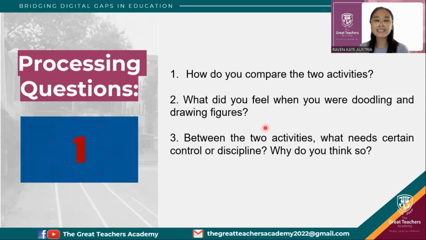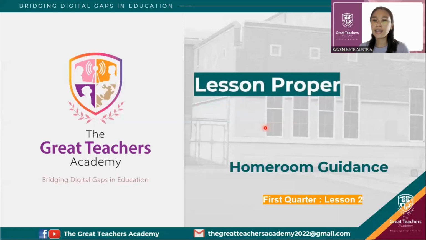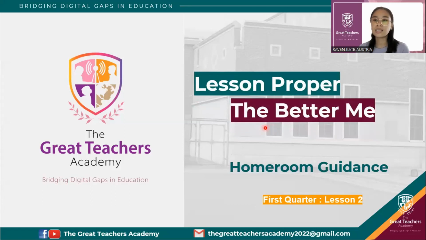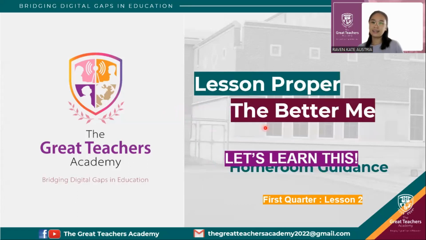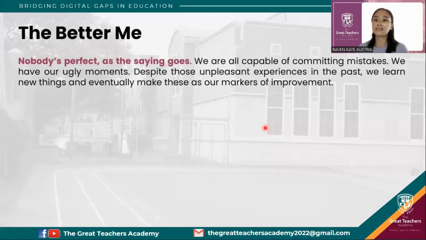Alright, so thank you grade 7 learners for participating in our activities. Now let's proceed with our discussion. Again, our discussion is all about developing self-discipline and to discuss ways on how to be a good citizen. So this is Becoming the Better You. Okay? Alright, so I want to read this first paragraph first.